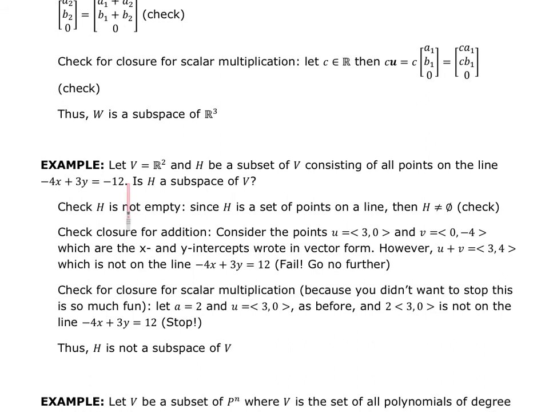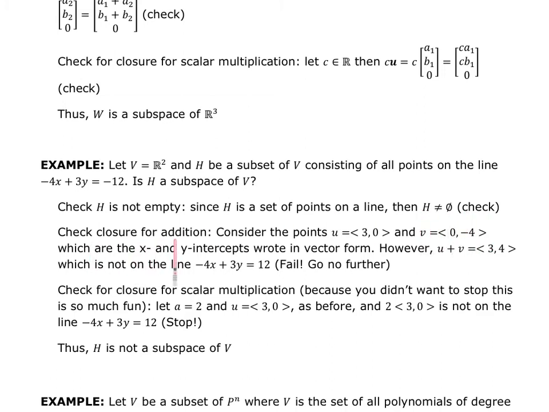Let's take a look at another example. Let V be equal to R2, which means it's all the vectors that have 2 entries. Let H be a subset of V consisting of all the points that are on the line negative 4x plus 3y equals negative 12. Now remember, we're talking about vectors. Is H a subspace of V? First of all, we have to check it's not empty. Since H is the set of all the points on the line, clearly H is not empty, so check.